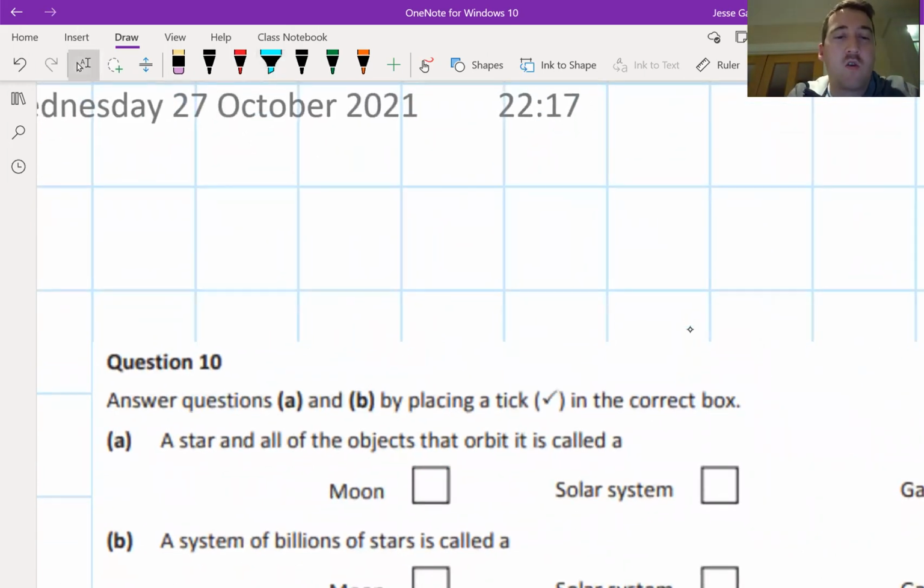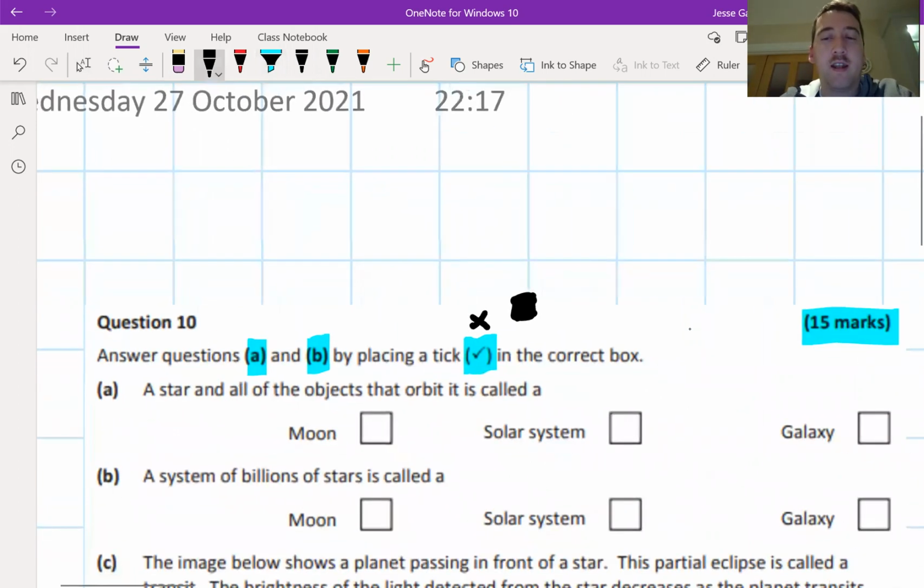Okay, it says answer questions A and B. So these two questions are both answered in the same way by placing a tick in the correct box. It's really important that if it asks for a tick, that you do put a tick and you don't put an X, so you don't shade it in or anything like that. You actually do what it says to do. So it says to put a tick, so that's what you should do.